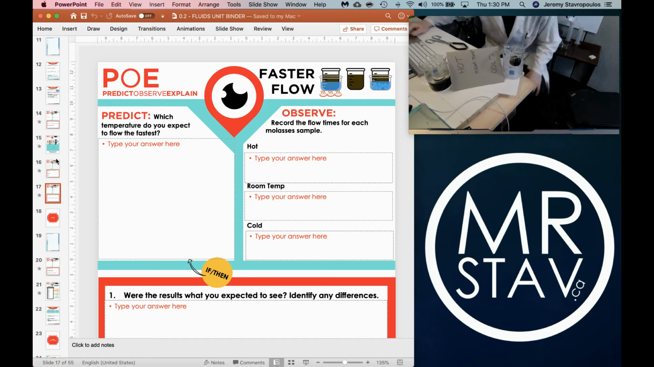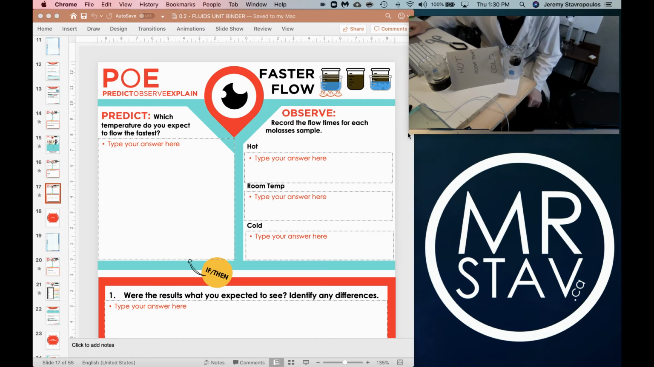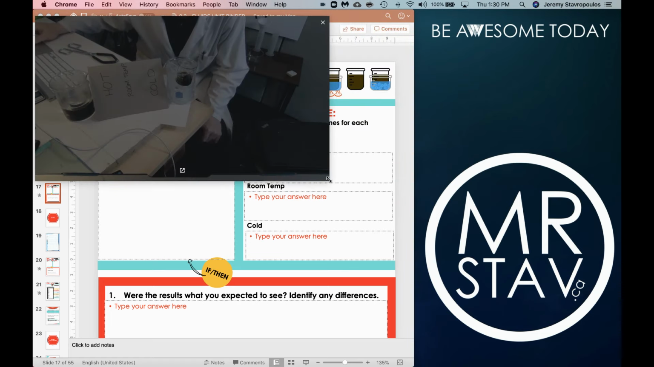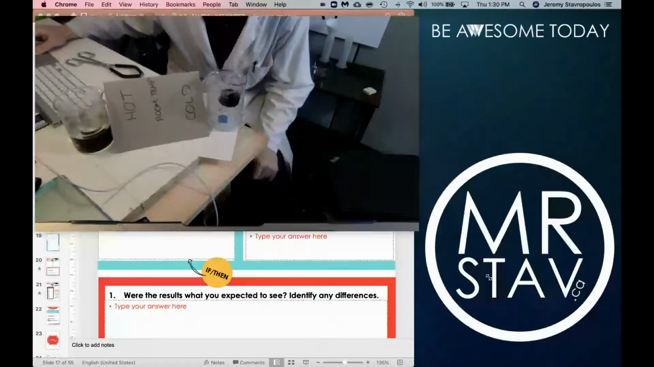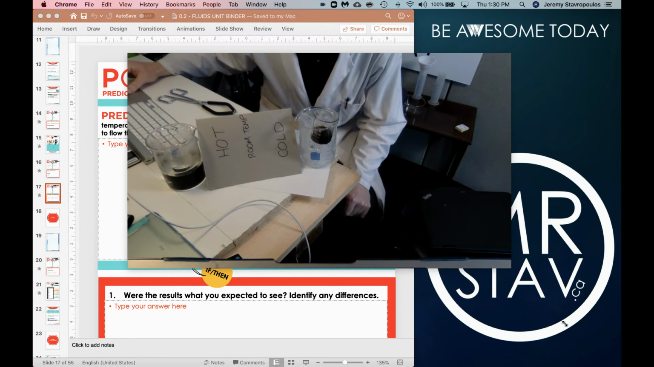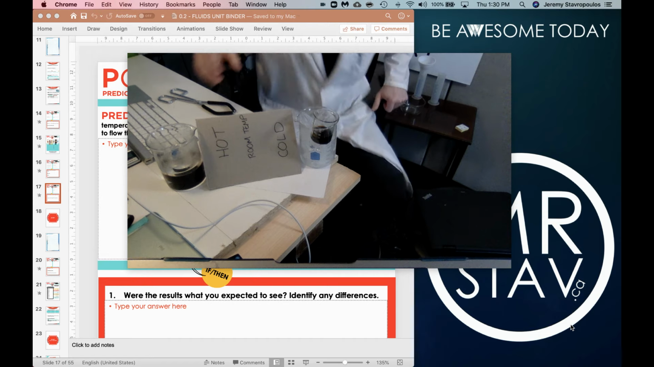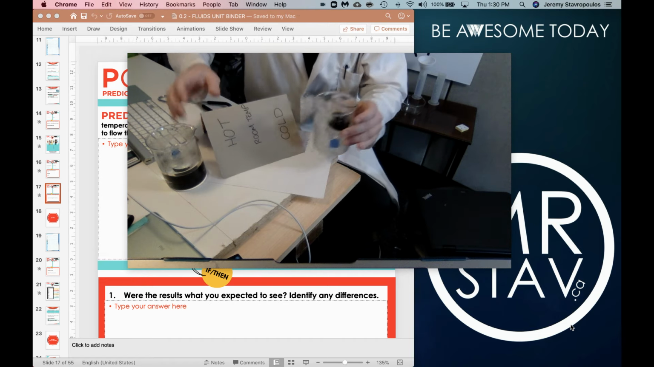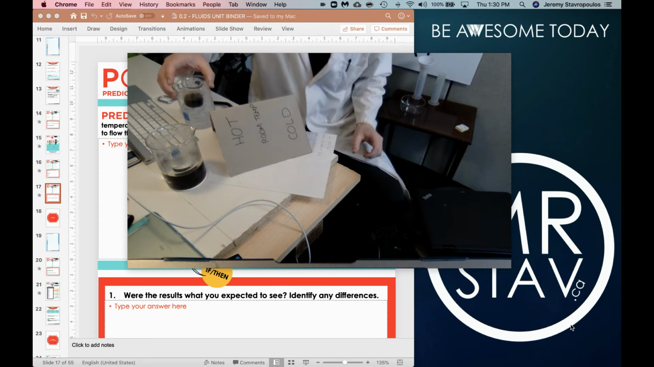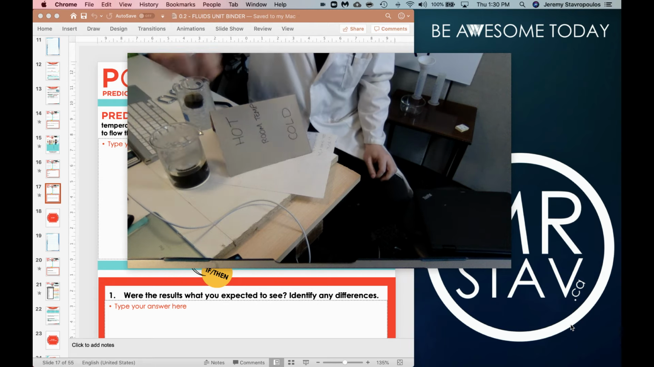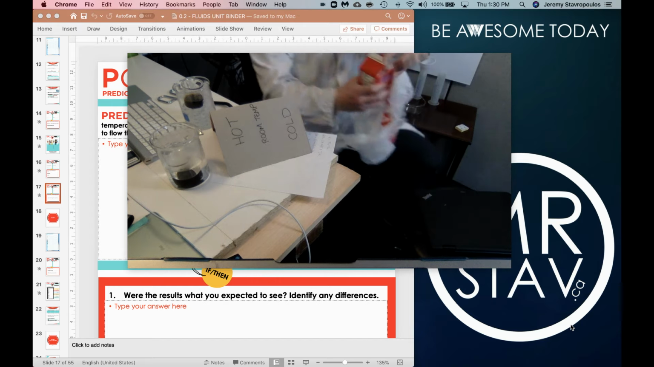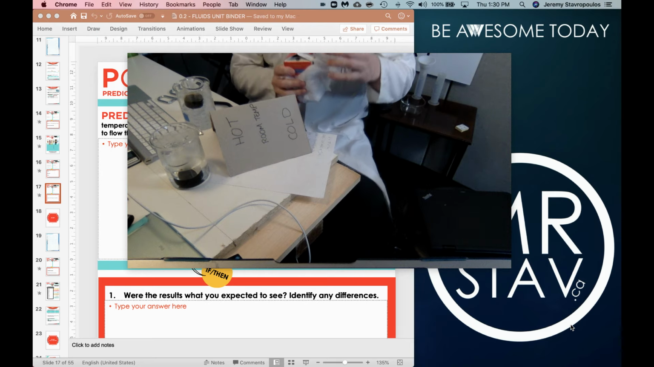I learned my lesson from the last lesson: make my screen as big as possible. Unfortunately, it's not as big as I want. Hopefully all of your predictions are locked in. We have hot, we have cold, and we have room temperature. We're going to start with room temperature. Get ready to make some observations in your unit binder.